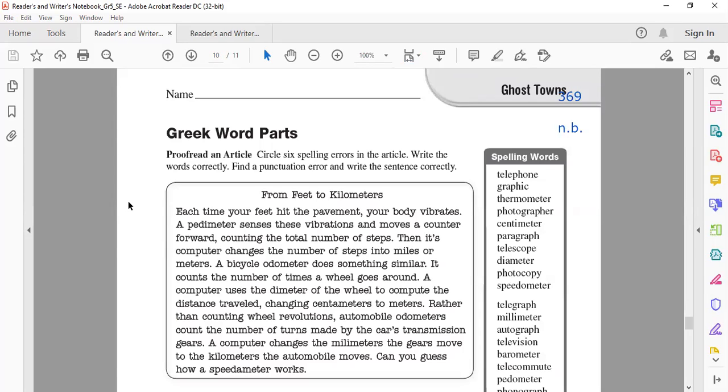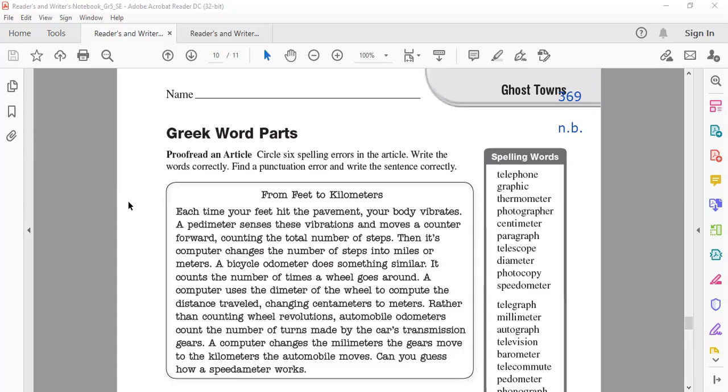From feet to kilometers. Each time your feet hit the pavement, your body vibrates. A pedometer senses this vibration and moves a counter forward, counting the total number of steps. Then its computer changes the number of steps into miles or meters.